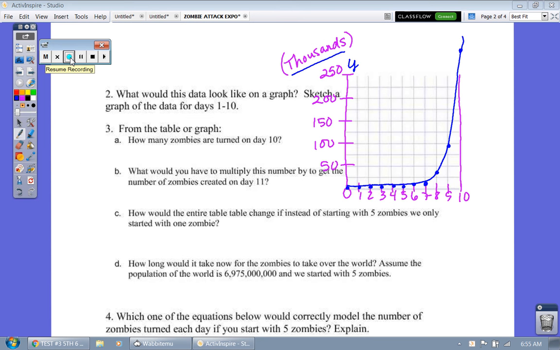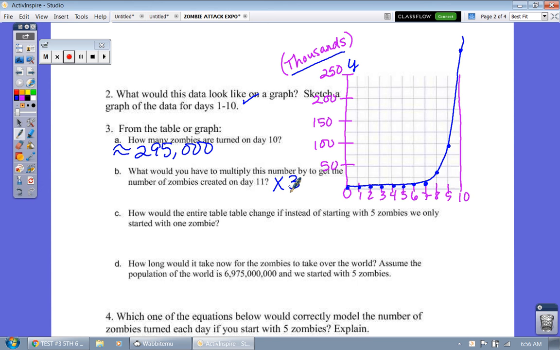Okay, so if you look at your graph, this is called an exponential graph. What that means is it starts off really small and then all of a sudden it shoots up really quickly. So let's look at our questions here. What would this data look like? We have that. From the table or the graph, how many zombies are turned on day 10? From the table, I believe it's right around 295,000. I'm just estimating. What would you have to multiply this number by to get the number of zombies created on the 11th day? We said you're just going to multiply that times 3. It's not asking how many zombies are on day 11, just what do you multiply by?